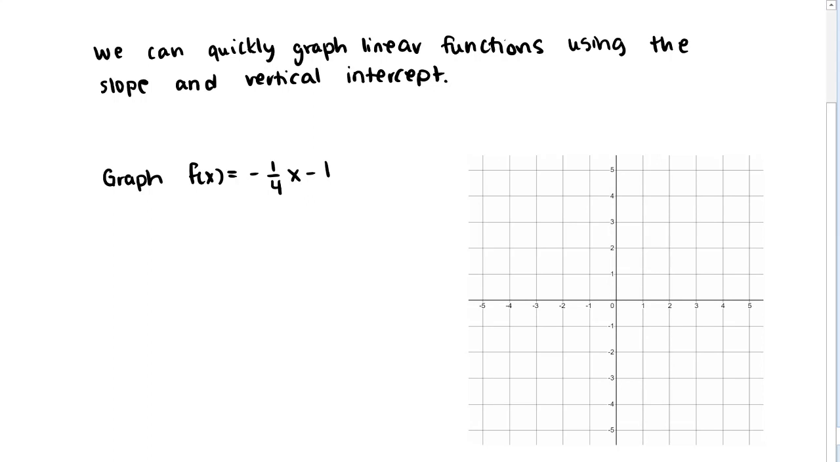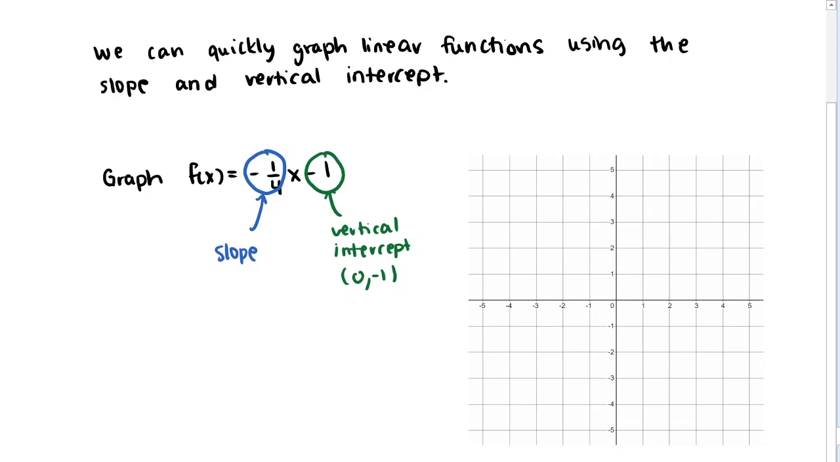And so if I have the function f of x is equal to negative 1/4 x, take away 1, we can see this coefficient of our x variable, our input variable. We can see this as the slope of our line. This tells us the steepness of our line. And here we can see this negative 1 as telling us one quick point on our line: this is the vertical intercept, the point where our line crosses the vertical axis. In this case, that's the point 0, negative 1.